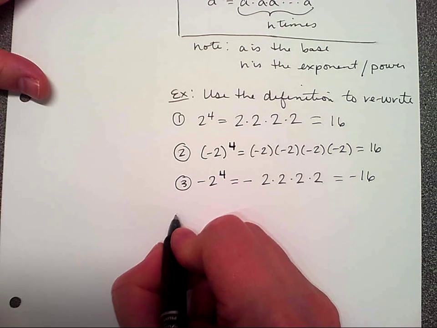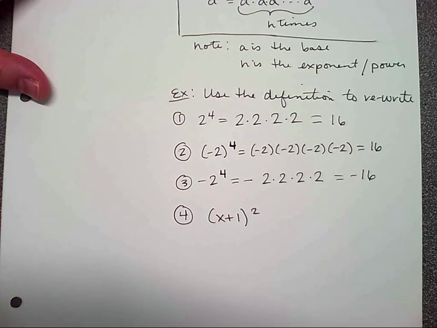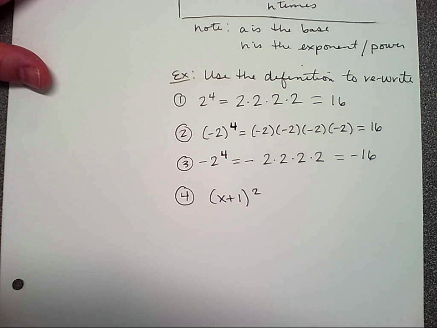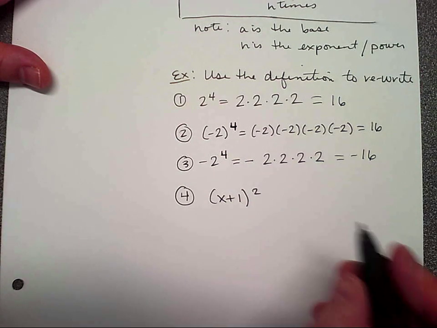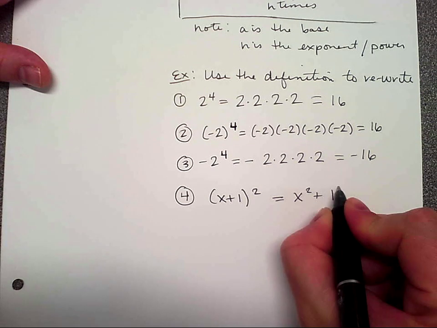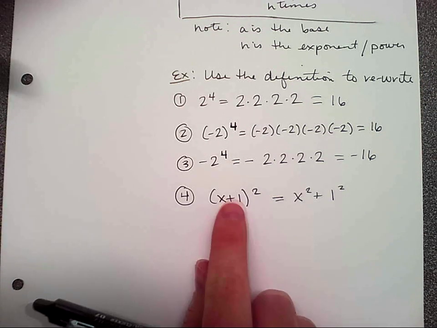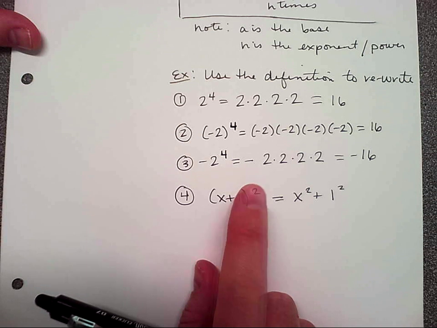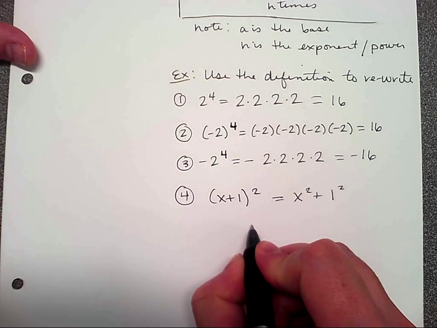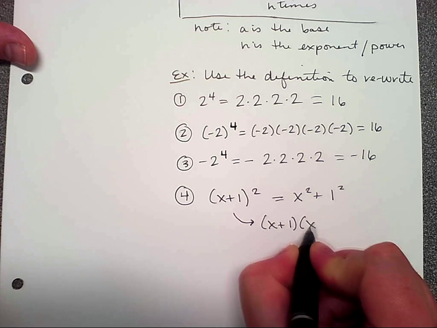I'll do another one. Here's everyone's favorite mistake. I'm going to write everybody's mistake. Everybody's mistake is that (x plus 1) squared equals x squared plus 1 squared, right? No, right? It's not right. Let's go back to the definition of exponent. If I have something squared, it's that thing times itself. So this equals x plus 1 times x plus 1, right?